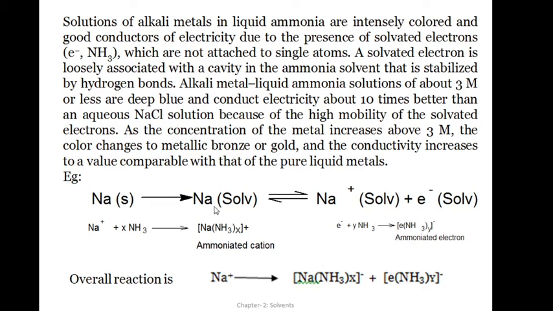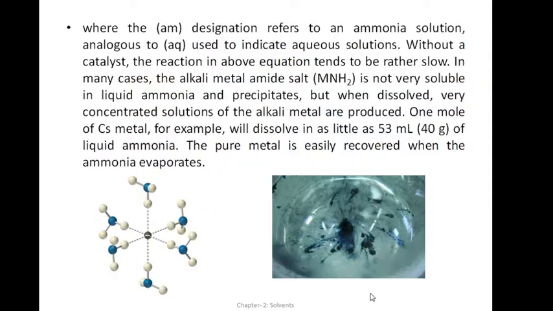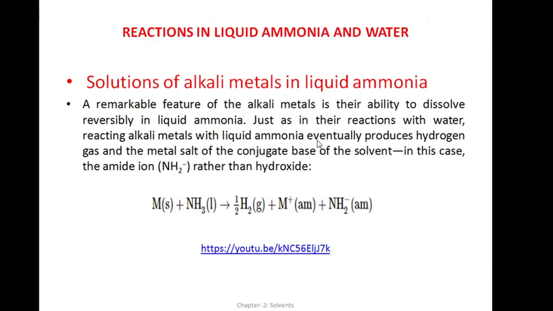So Na gives you Na+ and electrons. This is the ammoniated cation and this is the ammoniated electron. Overall reaction: Na becomes ammoniated cation as well as ammoniated electron. So this is what happens when solutions of alkali metals are prepared using liquid ammonia.